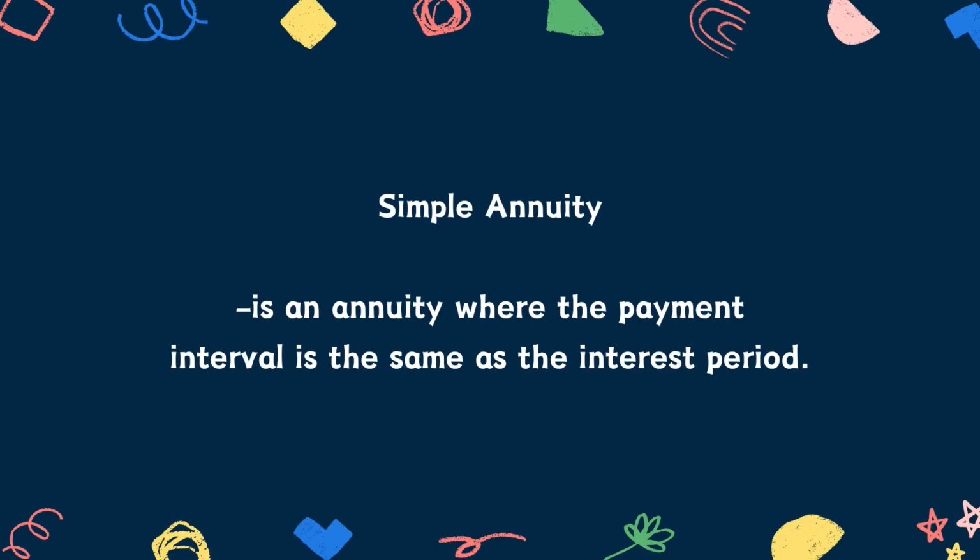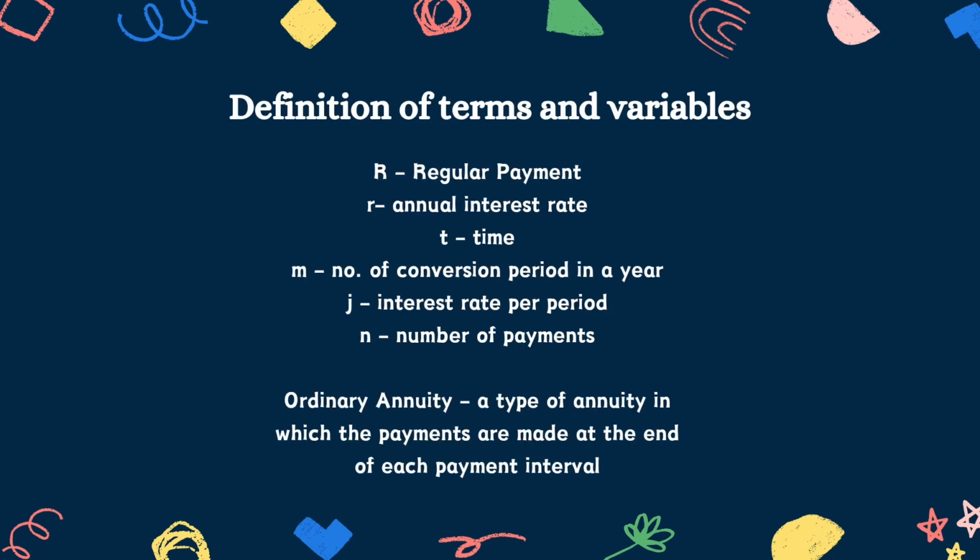Simple annuity is an annuity where the payment interval is the same as the interest period. Here are some definitions of terms and variables. You can just pause the video, and now let's solve for simple ordinary annuity.